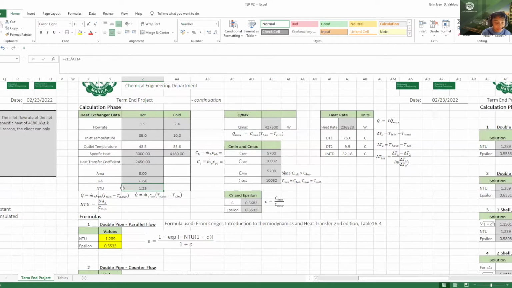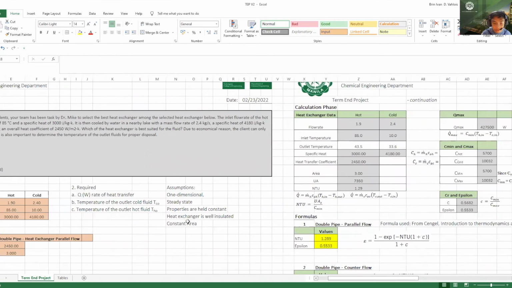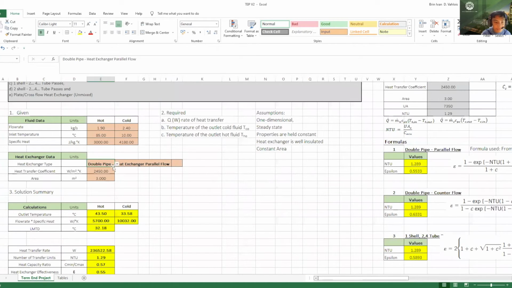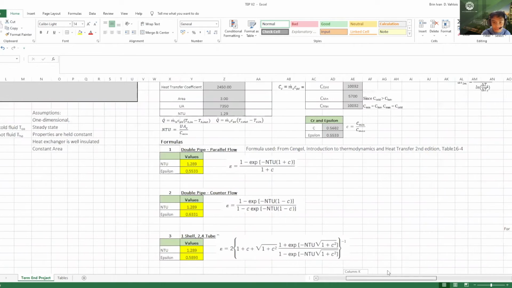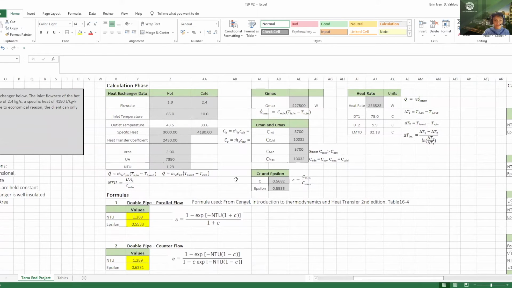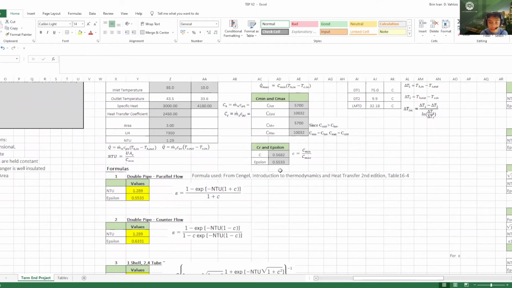Okay, so once we get the value of NTU and the value of C, we can get the value of epsilon. For the first type of heat exchanger, we'll be using the double pipe heat exchanger for parallel flow. For the formula to get the value of epsilon, or the effectiveness, from Cengel, Introduction to Thermodynamics and Heat Transfer, Second Edition, Table 16.4, we can get the derived formula, which is epsilon is equal to 1 minus EXP times the quantity negative NTU times the quantity 1 plus C, all over 1 plus C.